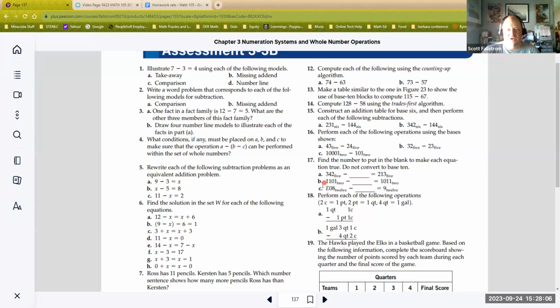Again, same type of thing here. Find the base equations, perform the operations using the bases listed. You have a couple base 5, a base 2. These are base 6 problems, but again, very, very similar as you go.